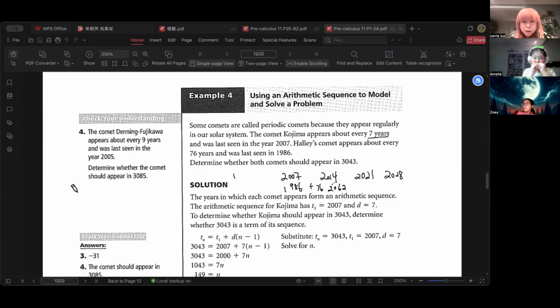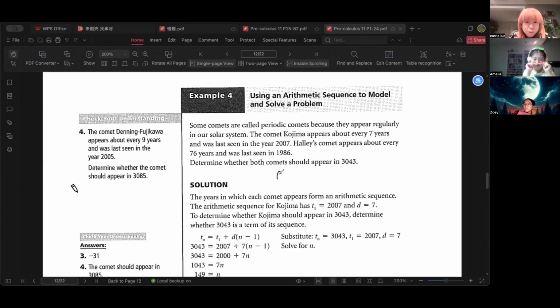Okay, so the question says to determine whether both comets should appear in the year 3043. So what does it mean? That means we want to know if 3043 is going to appear in this arithmetic sequence or that arithmetic sequence. So we're going to have two arithmetic sequences, right?